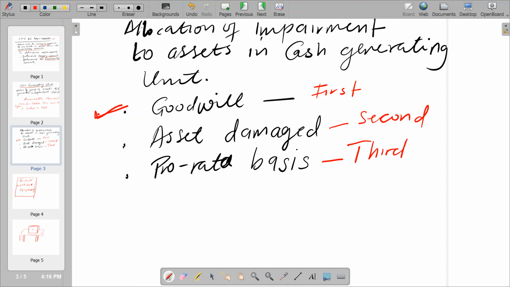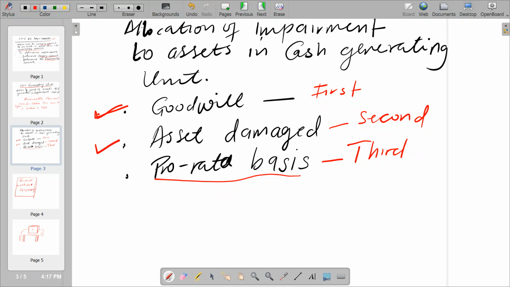If there's any asset that is damaged in the cash generating unit, we'll allocate the impairment loss to that asset. If after that there's still a balance of the impairment loss, then the balance will be shared among the rest of the assets on a pro rata basis. Pro rata basis means proportionally, according to their proportion. So that is how we allocate impairment loss. All right, so that's what we did last week.